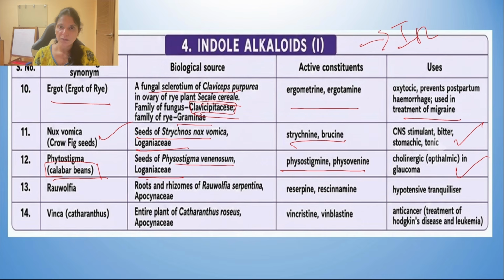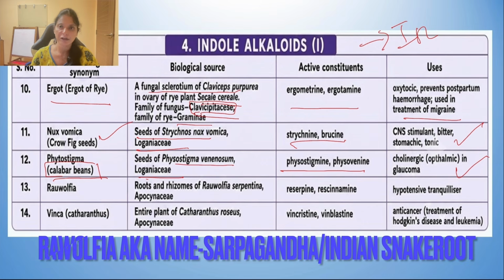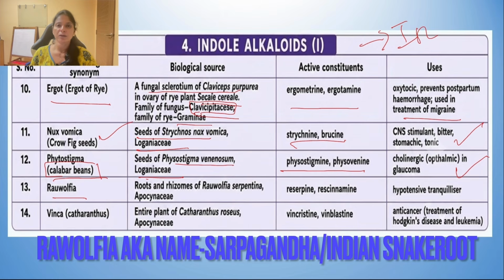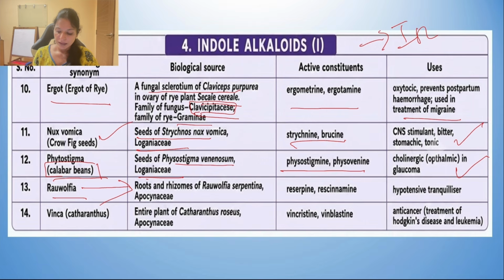And coming to another most important example under the indole alkaloids. Indole, we need to remember, means Rauwolfia. The best example here is Rauwolfia. The major source is the roots and rhizomes of Rauwolfia serpentina belonging to the family Apocynaceae. And here the main pharmacologically active compounds are reserpine and rescinnamine. And this is a tranquilizer. This is a well-known and most frequently asked question of our exam.